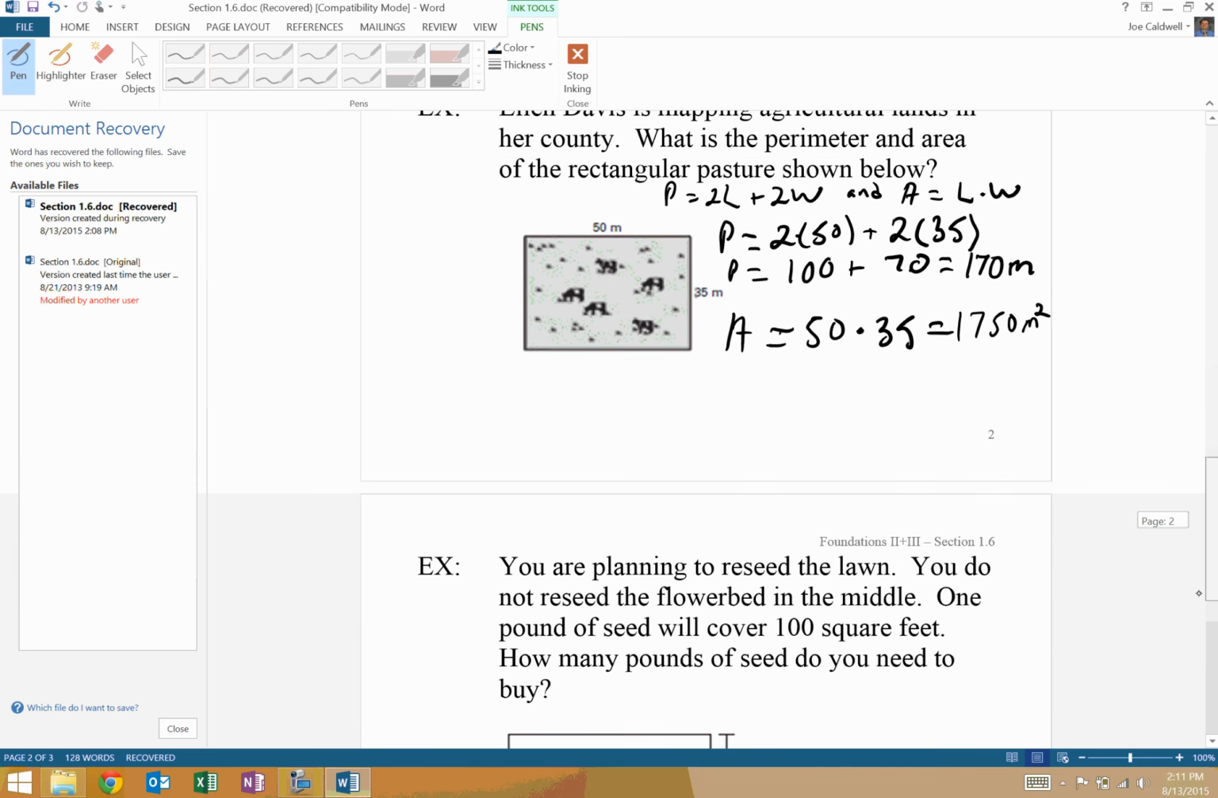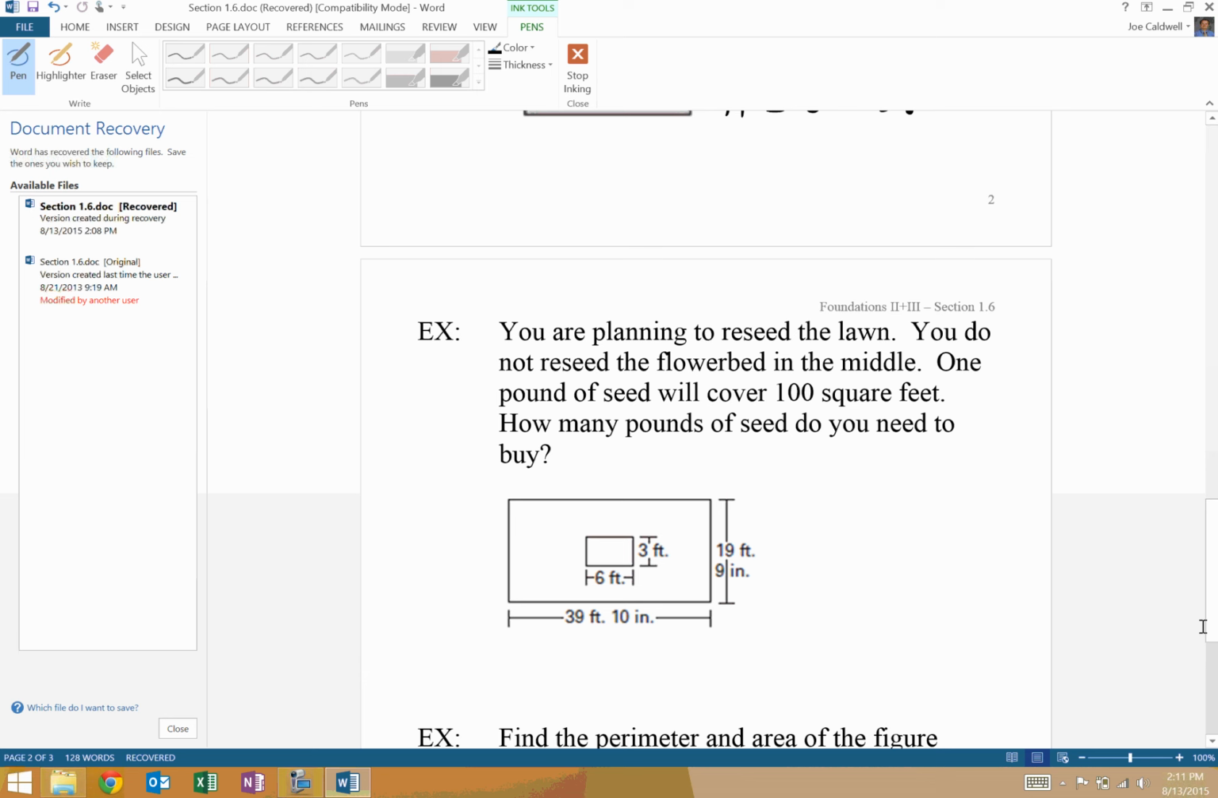All right, this next one's a challenge, okay? And for the sake of the problem, I'm going to make these numbers a touch easier to simplify it. So instead of that, let's just make that 40 feet for the sake of time. And let's make that 20 feet. And again, we're just doing that to save a little time.